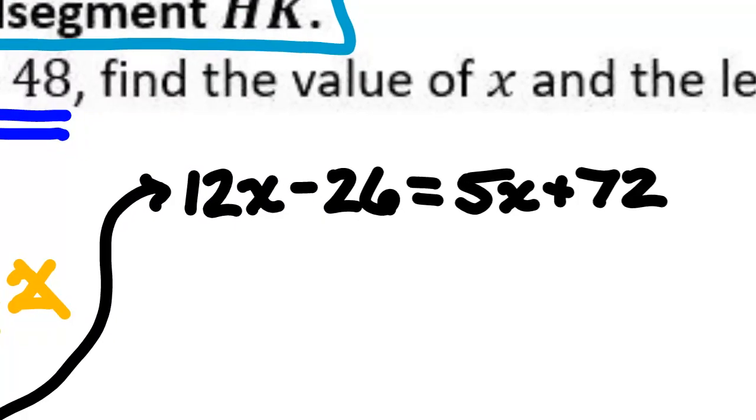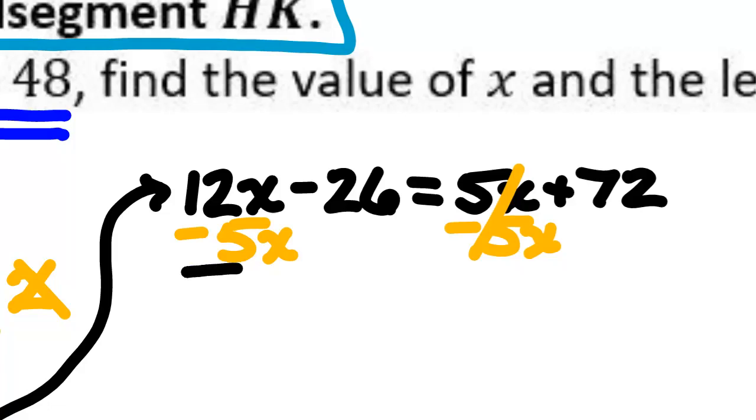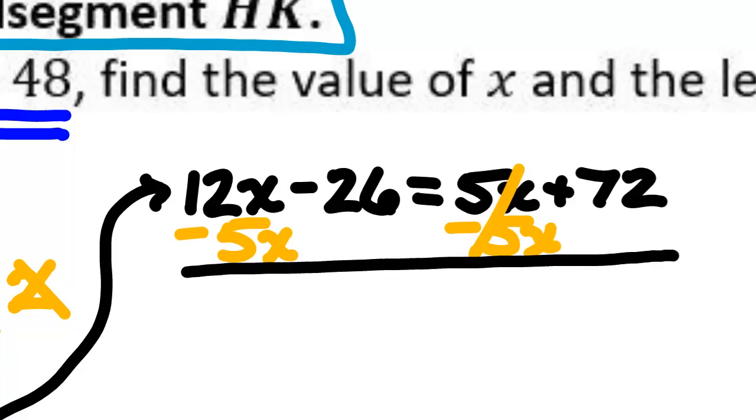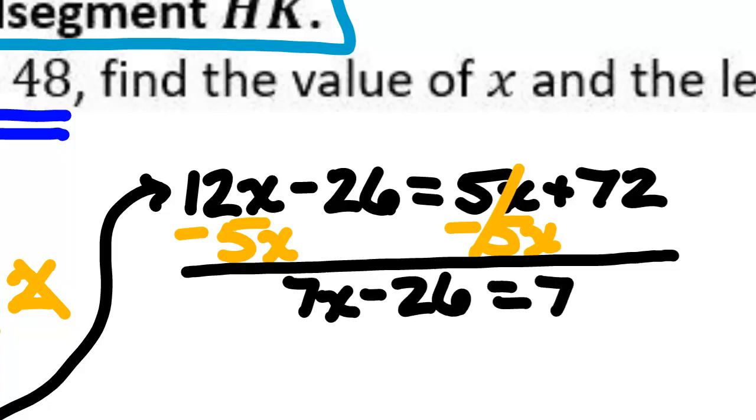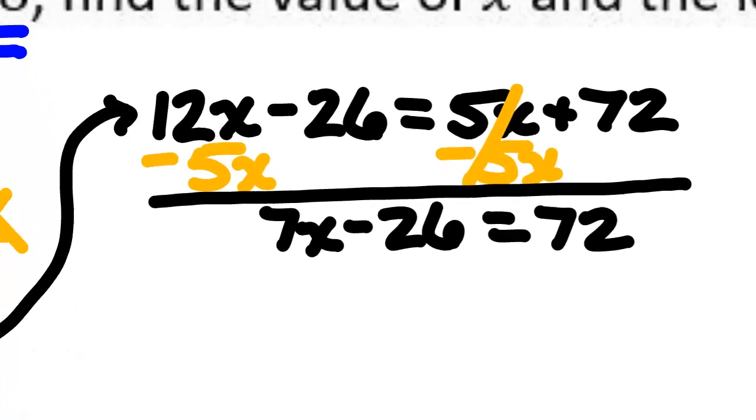Combine like terms. I want to get my x's on the same side, right? So how do I get my x's to the same side? Subtract. What are we subtracting? Yes, we're going to subtract the 5x from both sides, so I'm doing 12x minus 5x. What is 12x minus 5x? 7x. So I have 7x minus 26 equals 72. And now what?